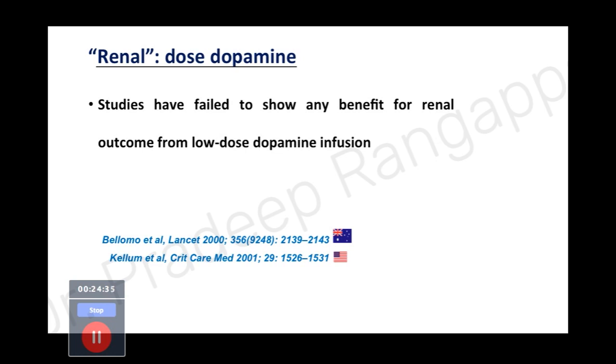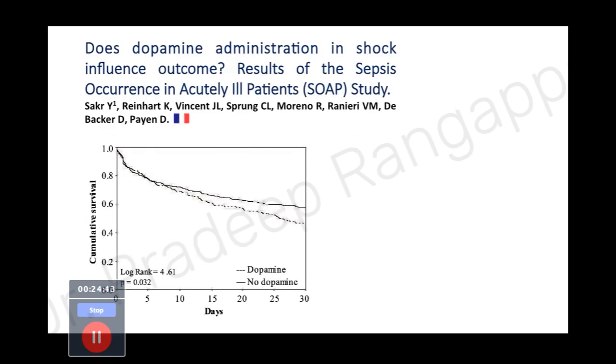I think we have deliberated this. Renal dose dopamine studies have really failed to show any benefit or good outcome with using low dose dopamine. Our cardiology colleagues love dopamine, but I think they have also moved away from using it. Why do we have to dissuade them from using dopamine? Because of the SOAP study.